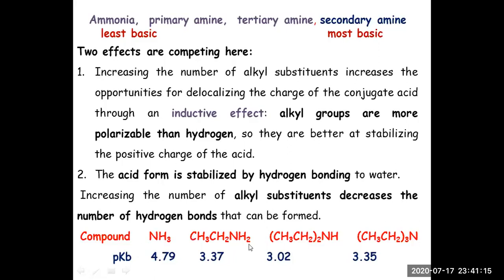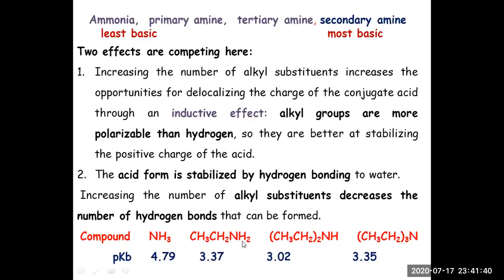This is because in all these amines, one or more alkyl groups are attached to nitrogen, and this alkyl group will stabilize the conjugate acid formed after protonation due to inductive effect, that is plus I effect. Therefore, they will be stable. But this is not the only one factor. The second factor is hydrogen bonding or steric effect.